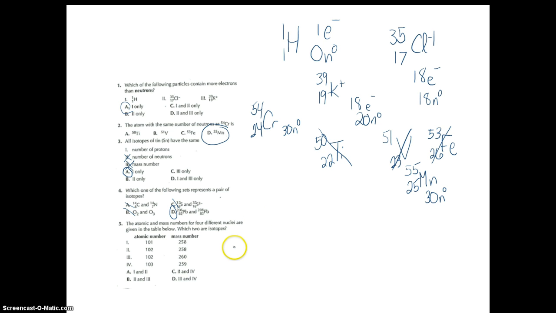Number 5 says the atomic and mass numbers of 4 different nuclei are given in the table below. Which two are isotopes? Well, remember, in order to be isotopes, they have to have the same atomic number. Same atomic number. That's numbers 2 and 3. That's all we need to know about that. We could compare their mass numbers and notice those mass numbers are different. That's okay. That's what makes an isotope an isotope.